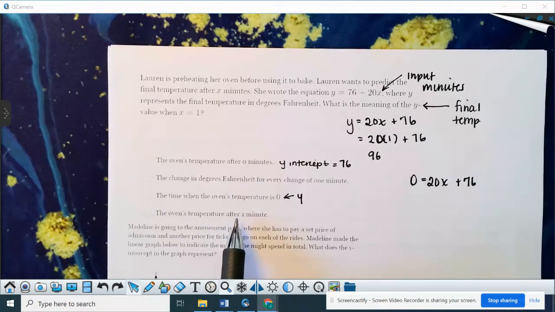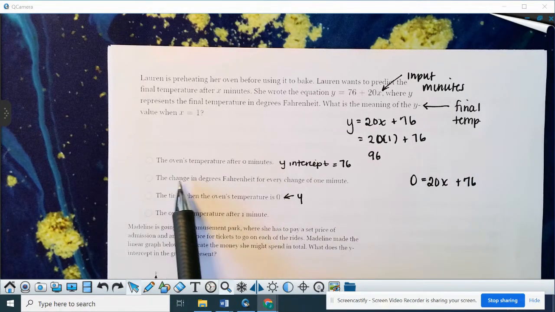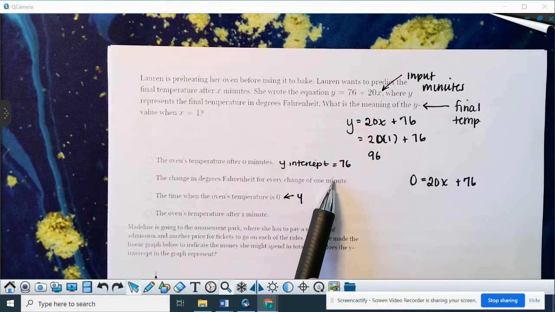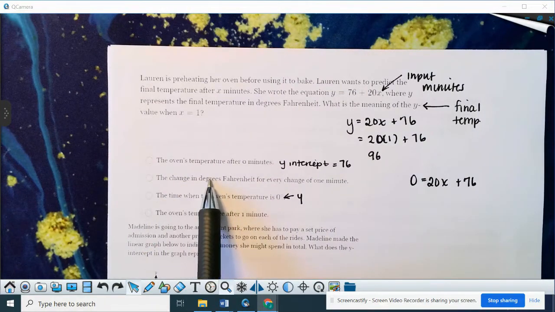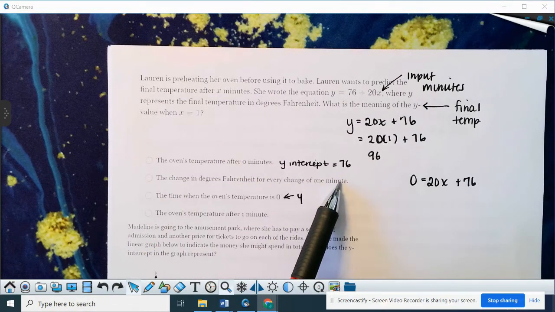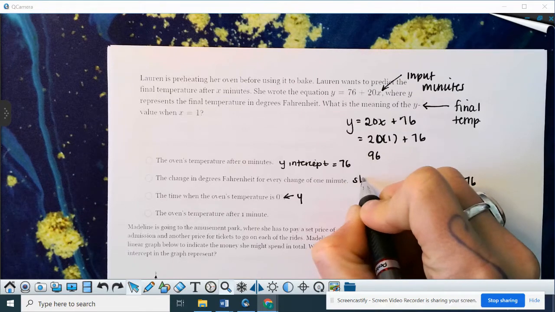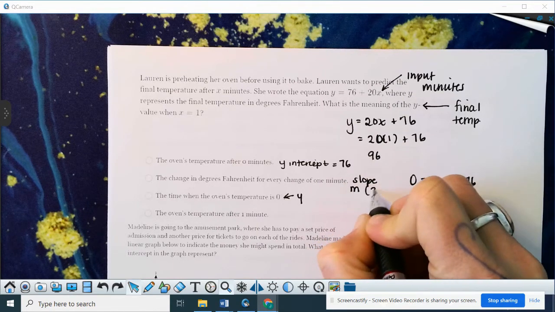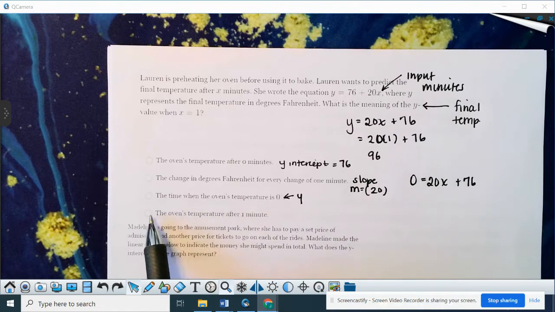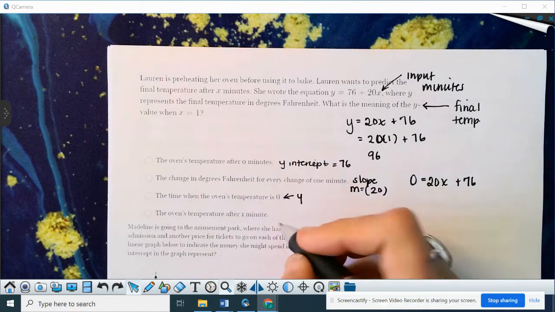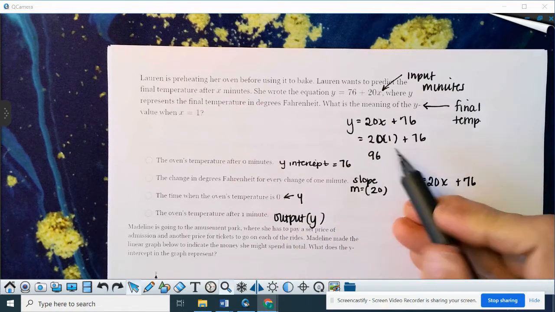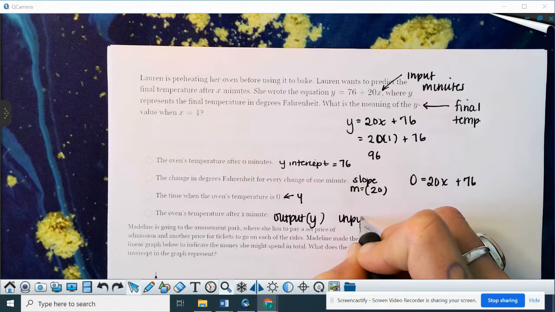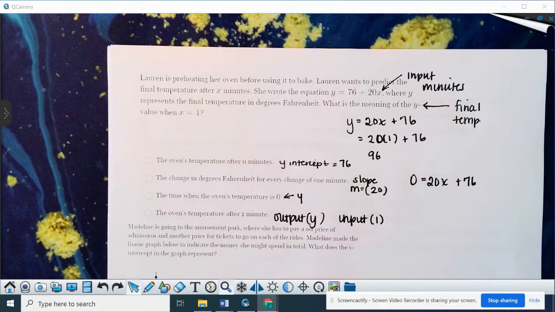The oven's temperature after 1 minute. The change in degrees Fahrenheit for every change of 1 minute. What is the meaning of y? The change in degrees Fahrenheit for every change of 1 minute, that's going to be your slope. Whoops, I got excited. Slope, so that's your m value of 20. The oven's temperature after 1 minute is going to be the output, which is the y value when we plug in a 1 for x. So it is going to be the oven's temperature after 1 minute.